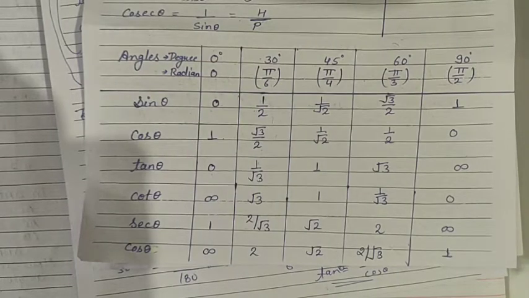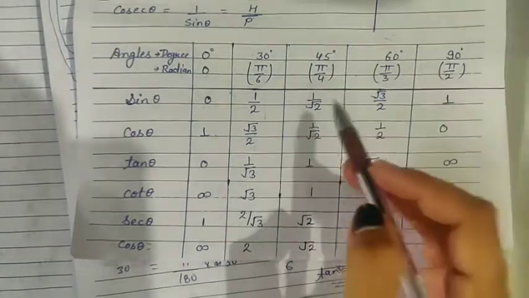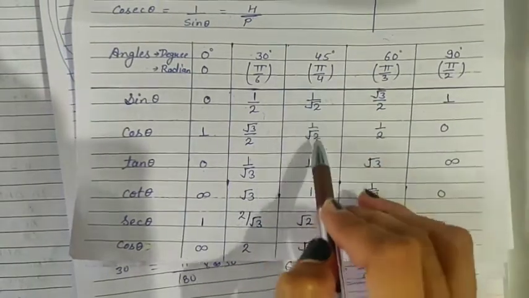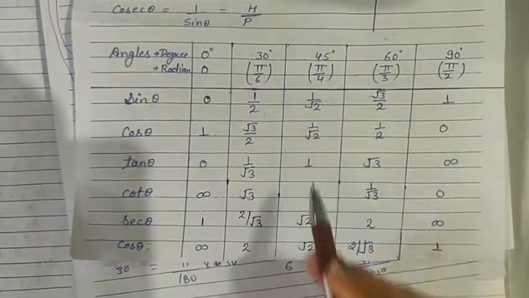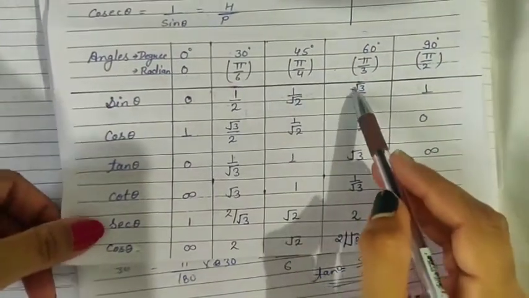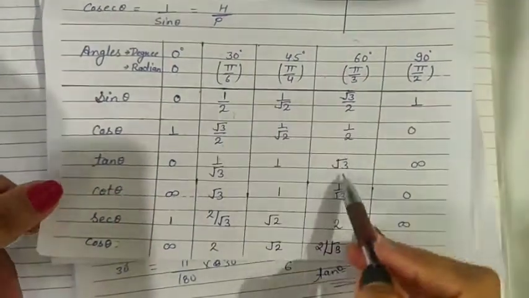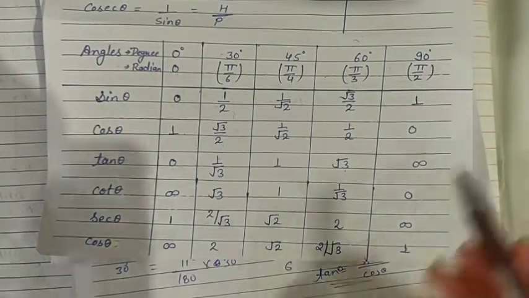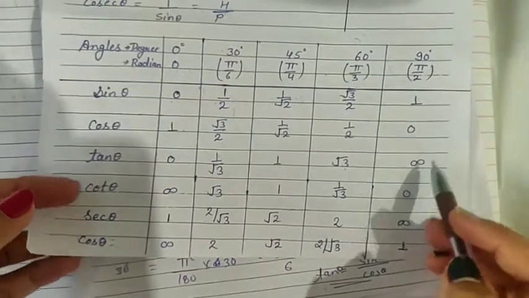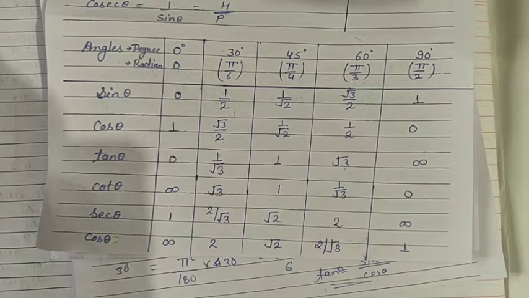Okay, tan 45, sin 45 upon cos 45, 1 upon root 2 divided by 1 upon root 2, then I get 1. Tan 60, square root of 3 by 2 divided by 1 by 2, then I get square root of 3. And when I divide 1 by 0, then I get infinite. Okay, so these are values of tan.